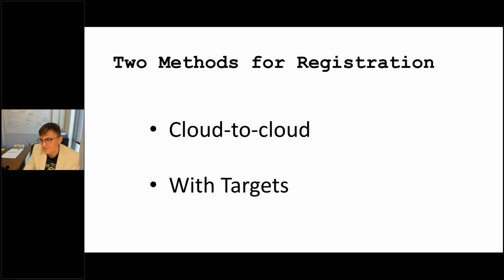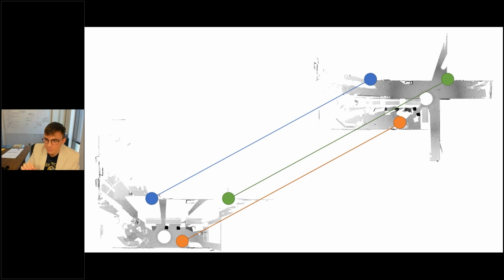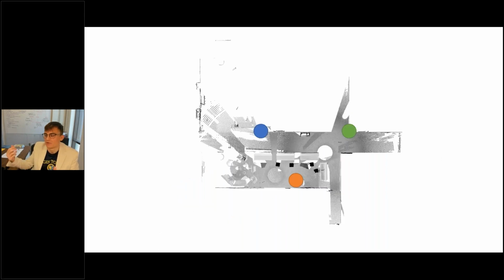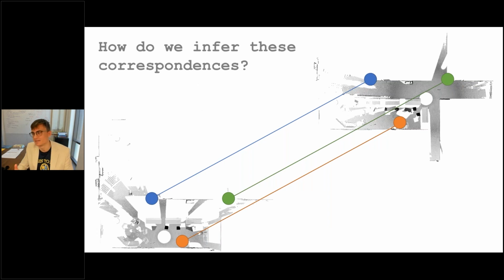There are two methods for registration, cloud to cloud and with targets. The process of registration requires finding correspondences in scan data. If you can find enough points in adjacent scans that you know to correspond, that is, represent the same point in physical space, you can then bring the two scans together. So how do we find these correspondences?